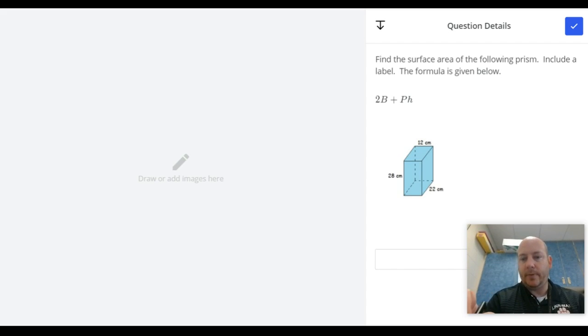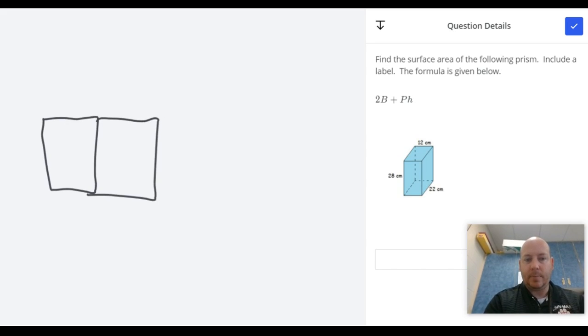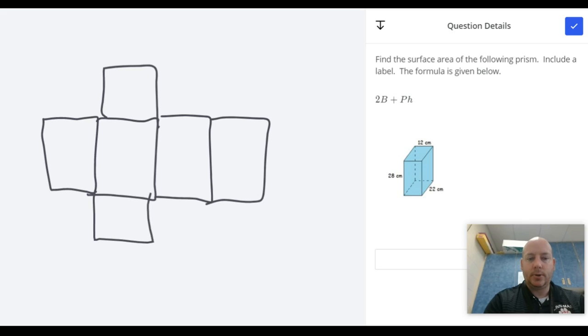So if I were to disconnect all the rectangles here, I'd have something that looks like this. So I've got my 6 faces. It kind of makes a cross pattern. Surface area is simply finding the area of all 6 of those rectangles and putting them together.